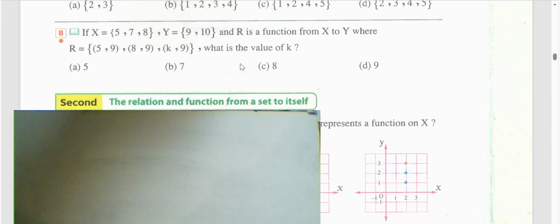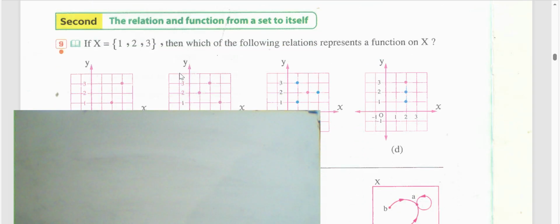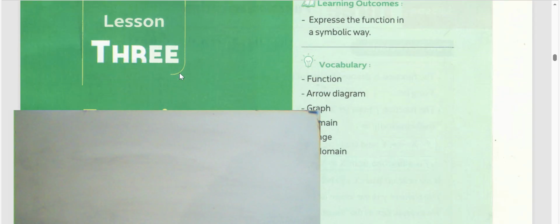The function finds the value of k. Look at here, 5, 7, 8. 5, 8, 7. Then the value of k will be 7. Okay, this page was repeating. The last question now.